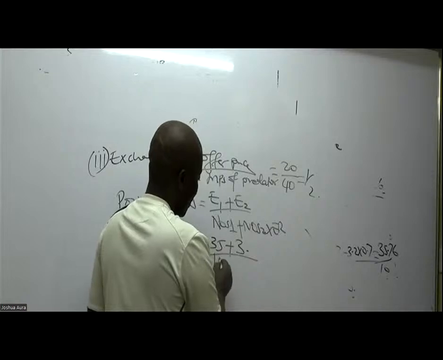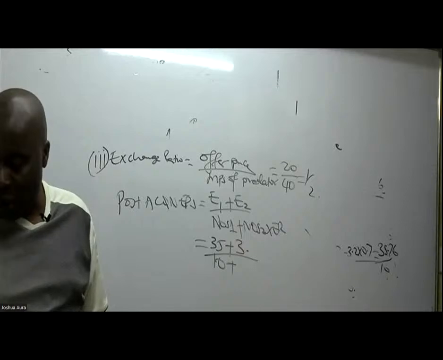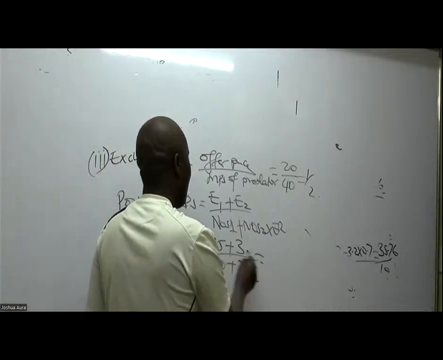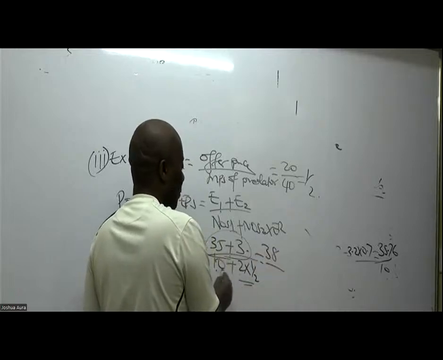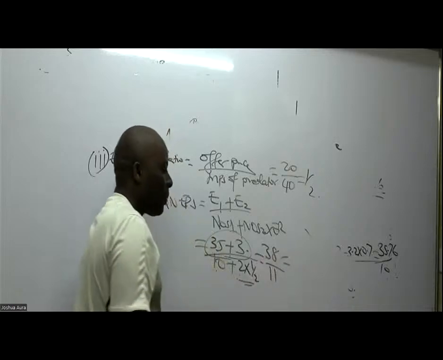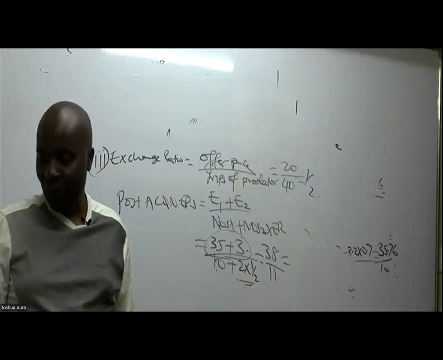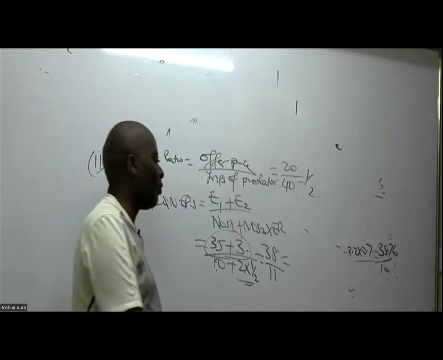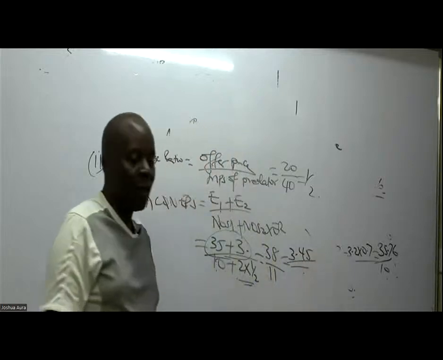Number of ordinary shares of company 1 is 10. Number of ordinary shares of company 2, there are 2. So 2 times a half. Again, you have to be careful. Numerator is 38. Denominator is 2 times a half, which is 1. 10 plus 1 is 11. So 38 divided by 11 will end up giving me 3.45, like that.